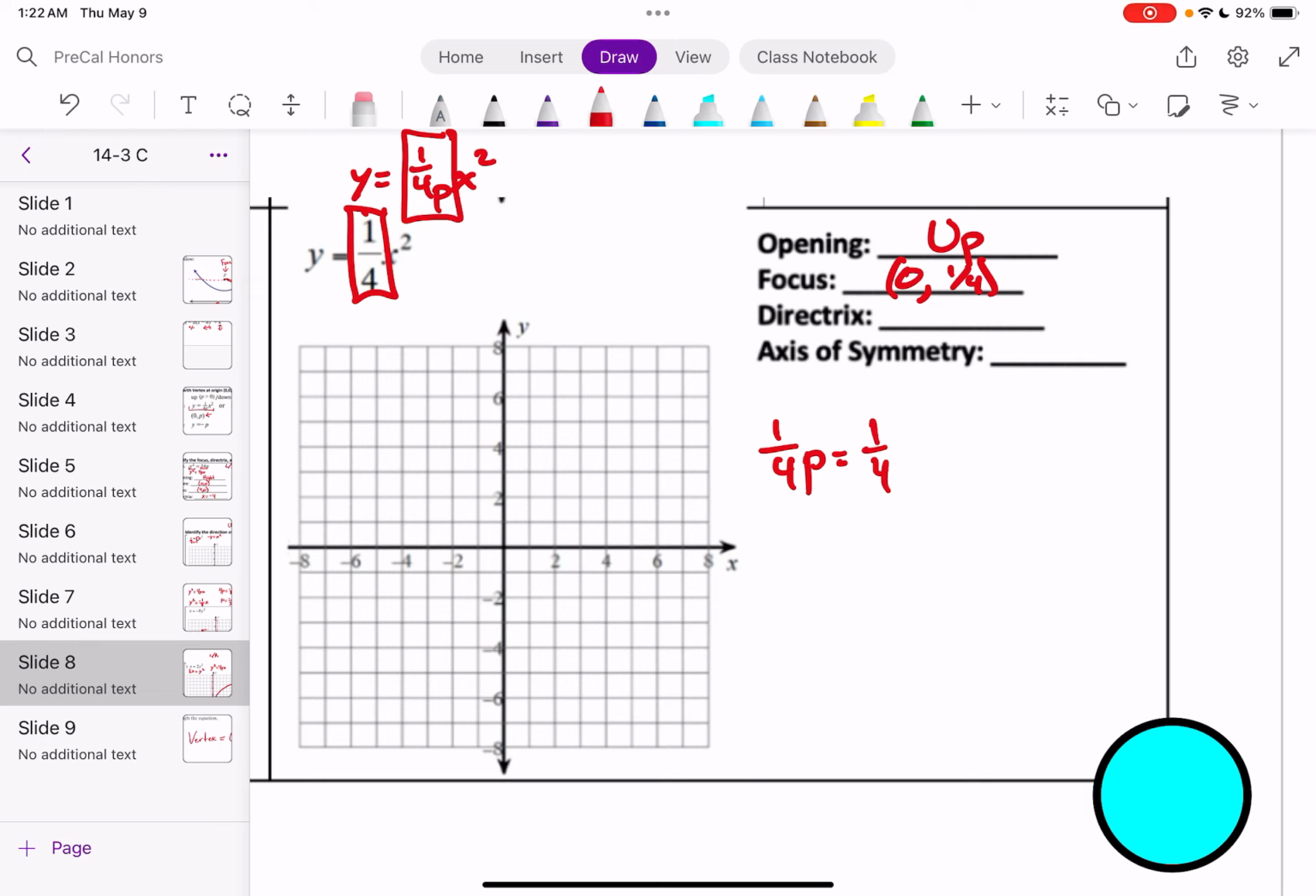Directrix would be opposite. So in this case, because we are going up and down, we know that the directrix would be y is equal to negative p. Now in this case, our p is 1/4, which means it's a negative 1/4. And the axis of symmetry would be on the y-axis.